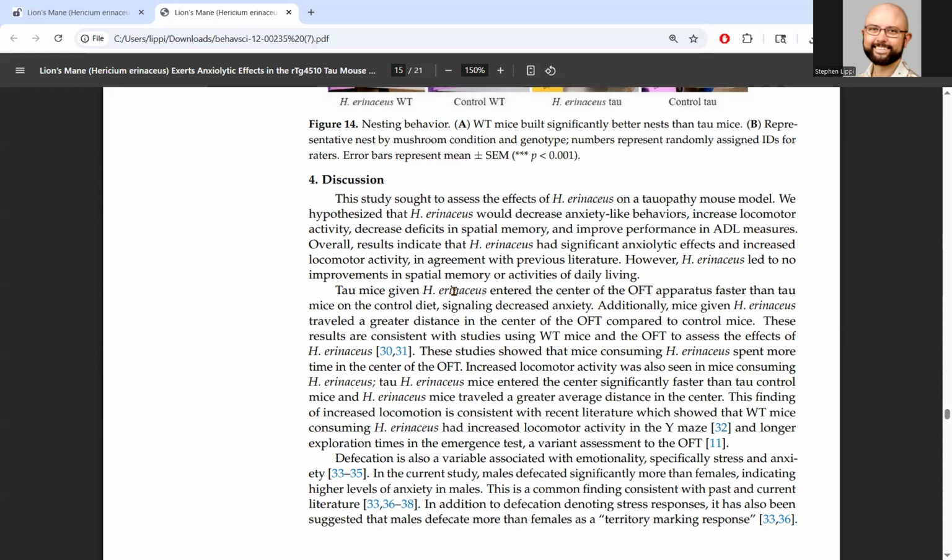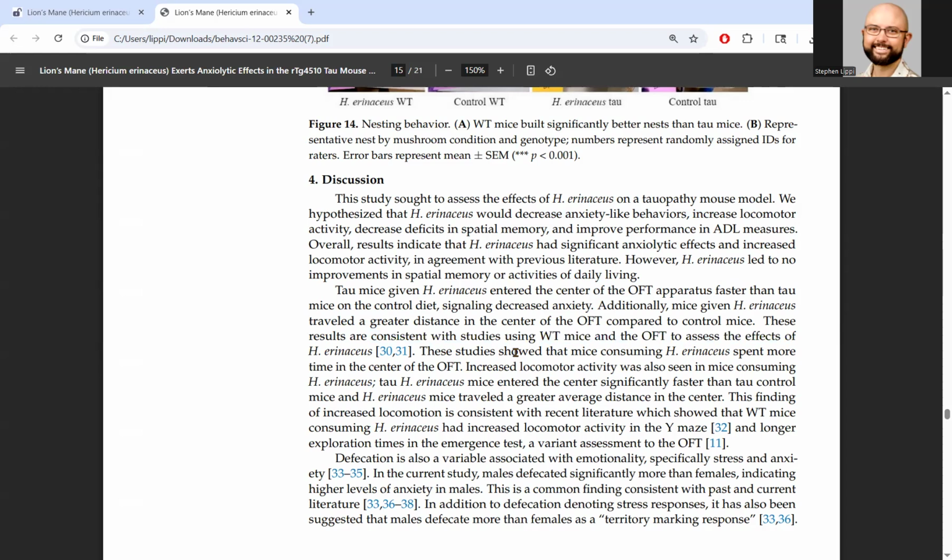So tau mice given Hericium erinaceus entered the center of the open field test apparatus faster than tau mice on the control diet, signaling decreased anxiety. Notice that I'm not reporting the F values. I'm not reporting the statistical values. I'm, at this point, just kind of summarizing the key part of that test. These results are consistent with studies using wild-type mice and the open field to assess the effects of Hericium erinaceus.